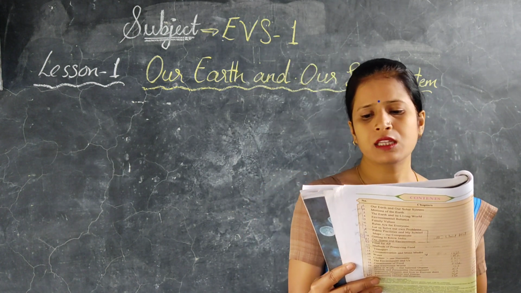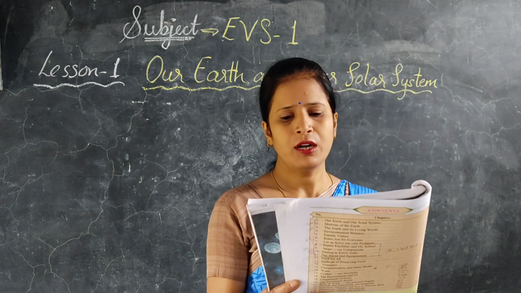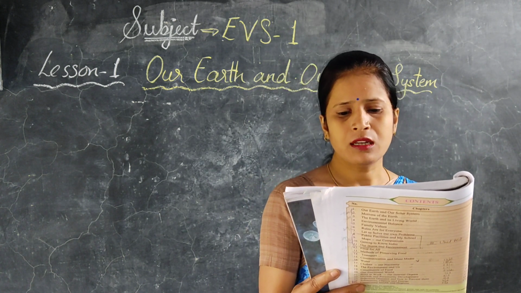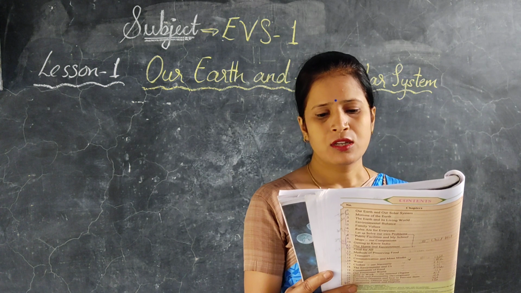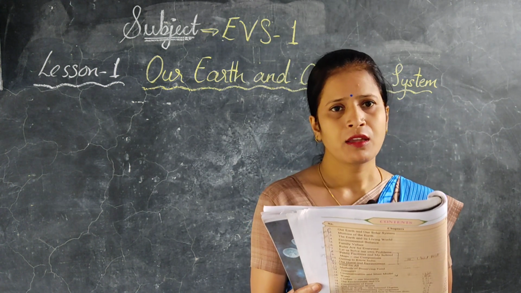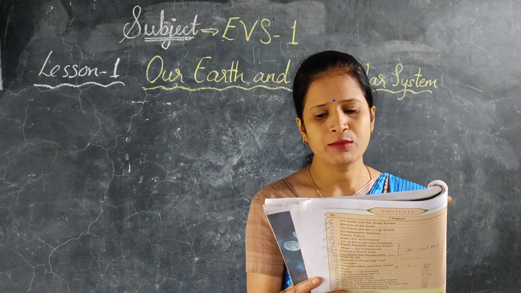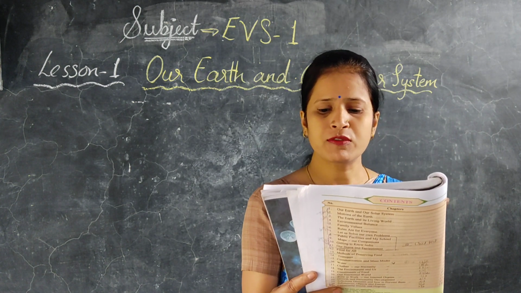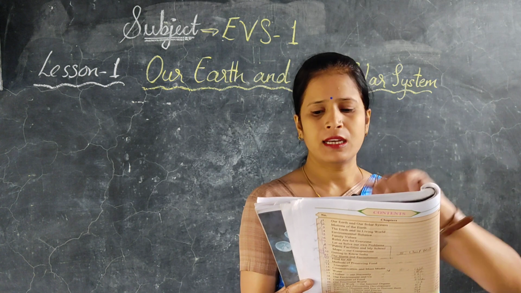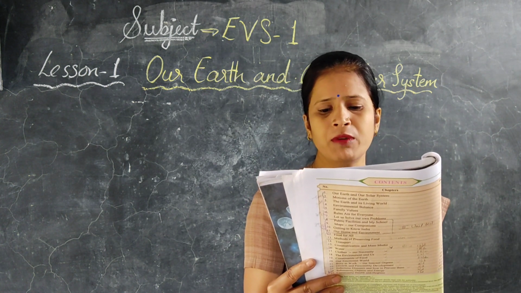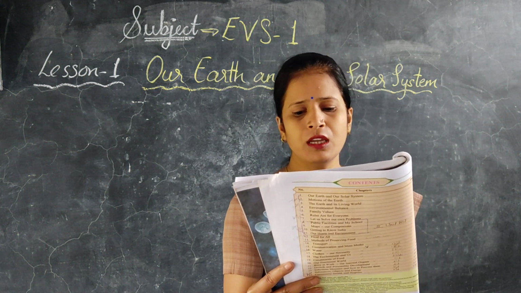So अब हम देखेंगे the solar system. Got it? Our Earth is a planet. It gets its light from the sun. So हमारी जो पृथ्वी है वो एक प्लैनेट है और उसे किससे रोशनी मिलती है? सन से. It moves around the sun. हमारी जो पृथ्वी है वो किसके गोल गोल घूमती है? सन के. Got it? Its movement around the sun is called the revolution of the earth.